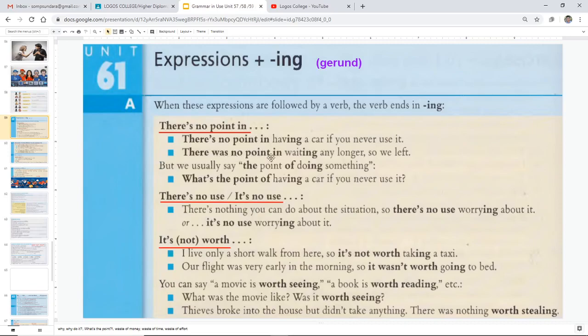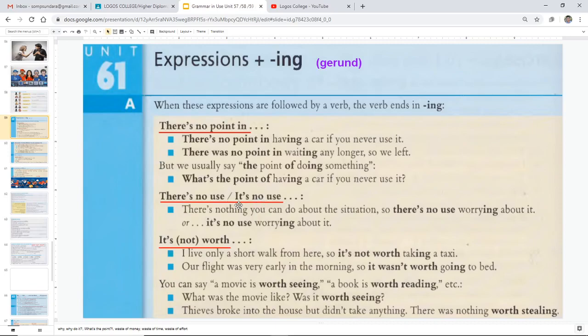There was no point in waiting any longer, so we left. So this expression, there's no point in, what's the point of? You have to use a gerund when it follows this expression. When the verb follows these two, there's no point in, what's the point of, you have to use a gerund. Look at the next one.